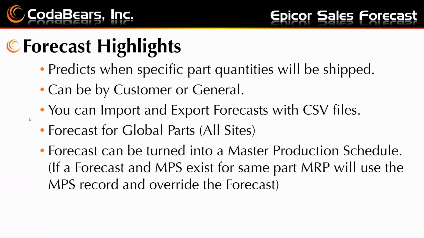I'll talk a little bit more about mass loading forecast. If you want to be part specific, you can do a paste update into the list view, and I will show you that. A forecast can be converted into a master production schedule. So you can take your forecast and make an MPS that's basically going to override it. When you have a master production schedule and a forecast, the production schedule is going to override the forecast.